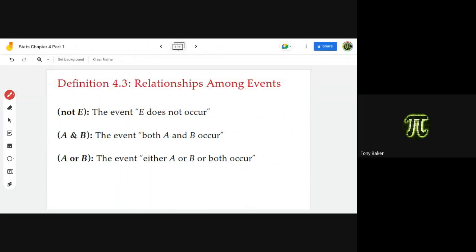So when we were looking at the cards and stuff like that, I basically only asked you for one thing. I said, what's the odds of clubs, or what's the odds of a face card, or what's the odds of a black card? It was one thing. However, you can ask more than one thing.